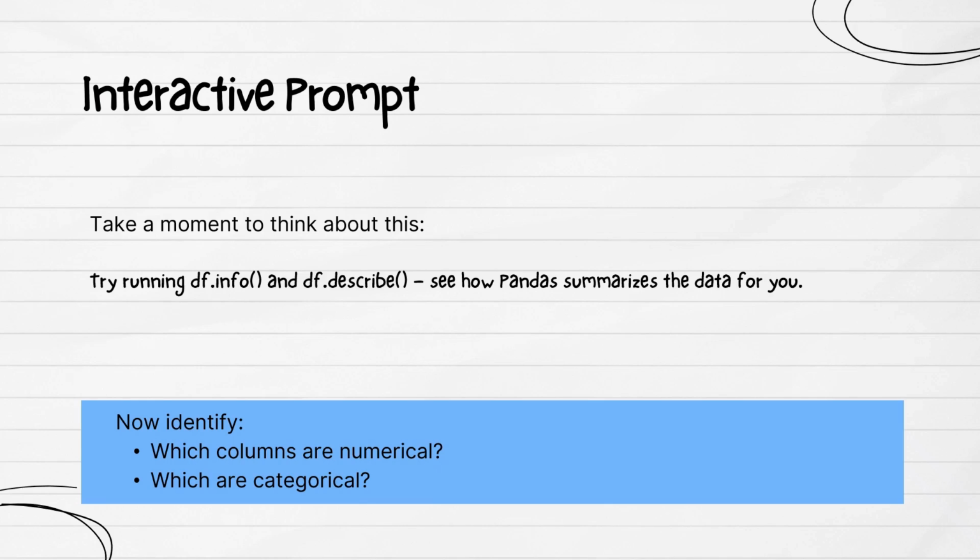Try running df.info and df.describe. See how Pandas summarizes the data for you. Now identify which columns are numerical and which are categorical.